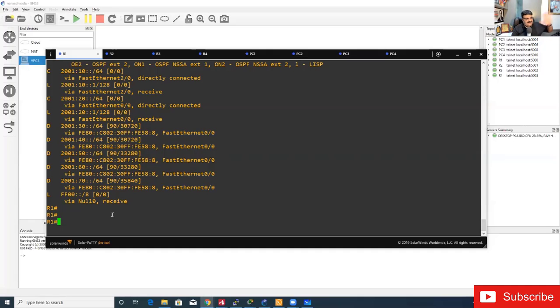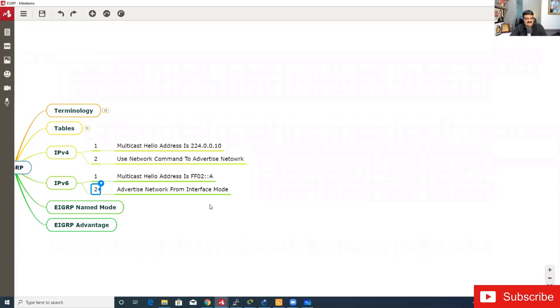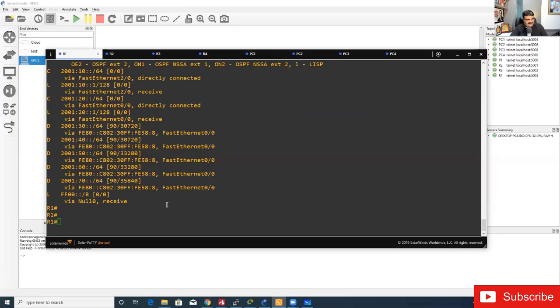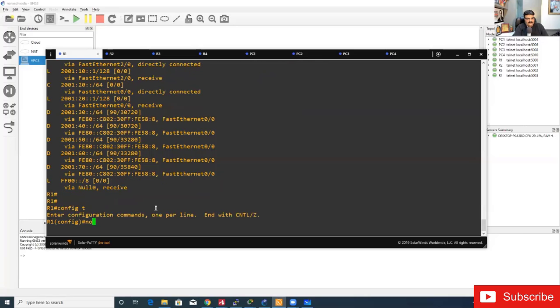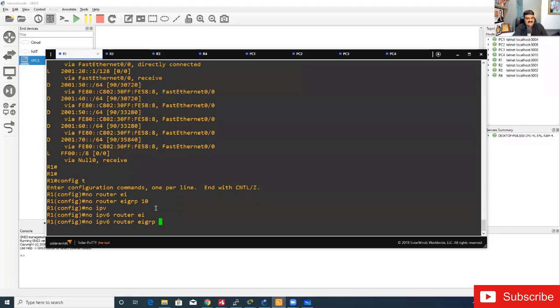Don't worry about the syllabus and all this. We will talk about this. We will configure EIGRP named mode today. So now let me remove this EIGRP. Now we got this, everything is okay. There are only differences like the addresses. We just configure on the interface, whereas here we are using the network command. So now let me remove EIGRP together: no router EIGRP 10, no IPv6 router EIGRP 10.